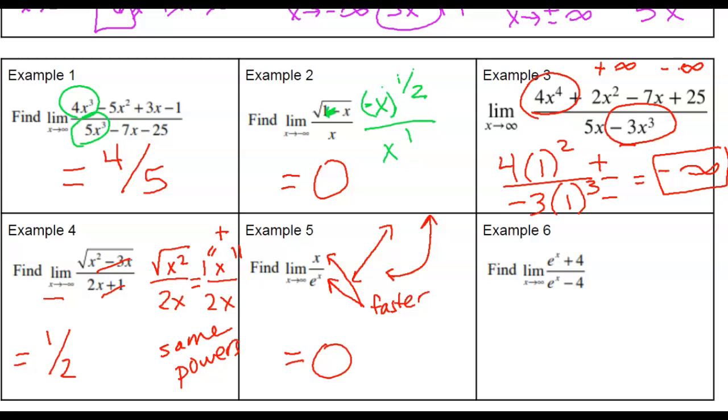Okay? So same idea here. This time, though, we have e to the x over e to the x. Those are the same functions, so they're going to have the same rate of growth. So use their coefficients, and we get 1.